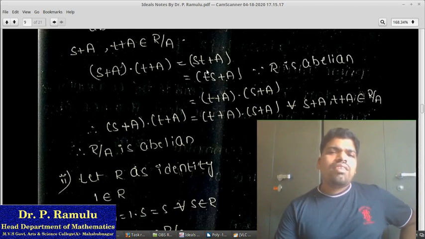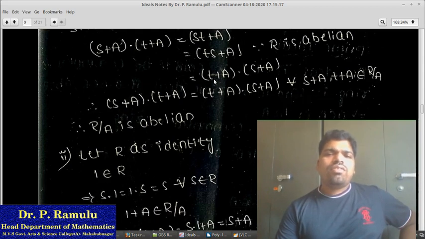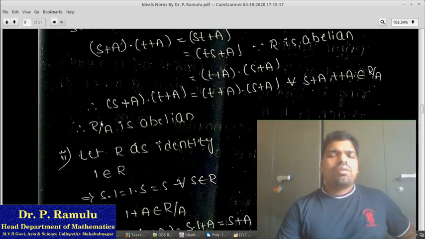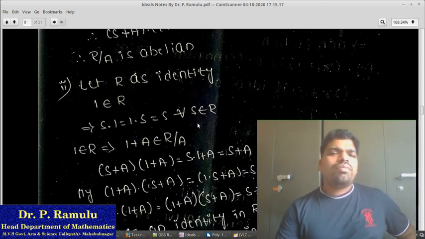Since R is commutative, st equals ts, as we just defined. By the definition of multiplication in the quotient ring, this can be written as t plus A into s plus A. So s plus A into t plus A equals t plus A into s plus A for all s plus A, t plus A in R by A. Therefore R by A is commutative. R by A satisfies the commutative property.